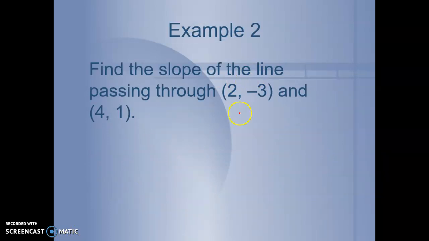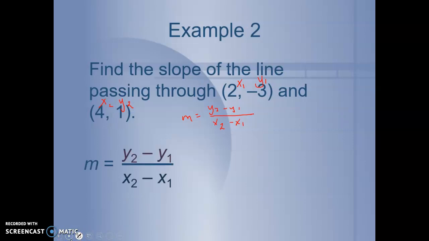Find the slope of the line passing through 2, -3, and 4, 1. The first thing we're going to do is write our formula. It's always helpful to write your formula every single time so that when you make substitutions, you don't make any mistakes. Right? Then I'm going to label this x1 and y1, so my first x and y, and then my second x and y. I'll then go ahead and substitute those into our equation.